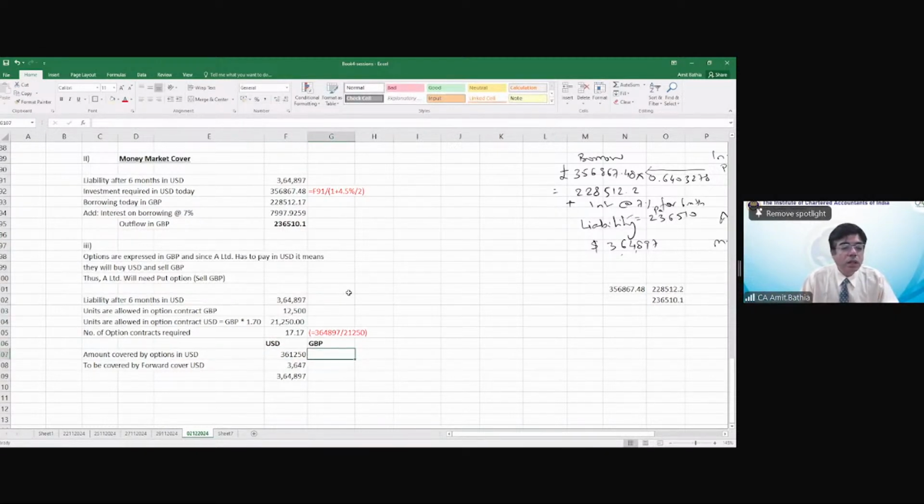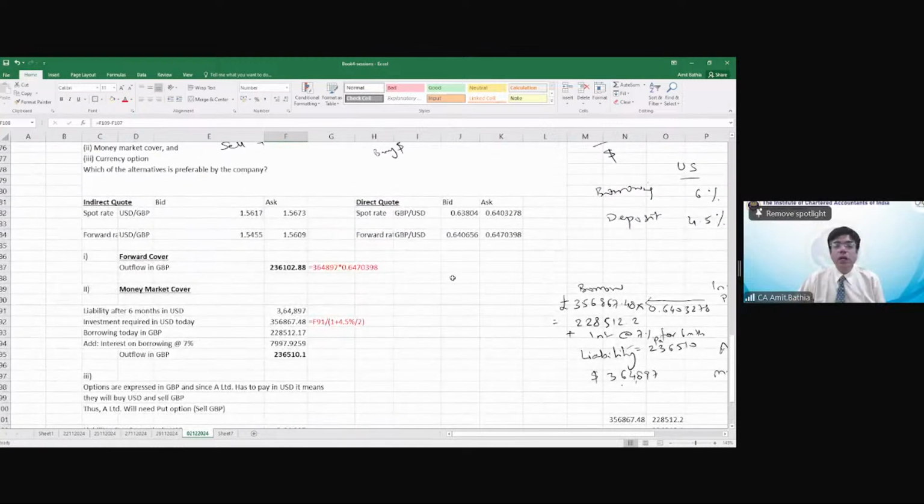Okay. So how much will be this covered at? It's 361,250 USD. Right? It will be at the exercise price, right? So this is going to be this divided by 1.70. Am I right? Yes, sir. So I get 212,500. What about 3,647? This has to be at the forward rate, right? So which forward rate are you going to take? You want to buy USD. So it's going to be 0.6470. Are we right? Yes, sir.